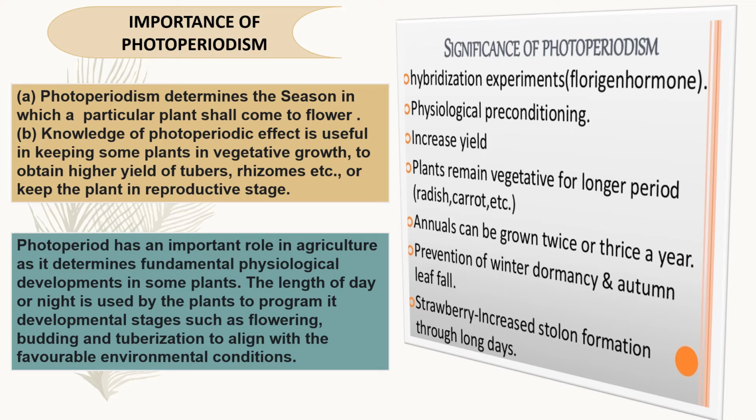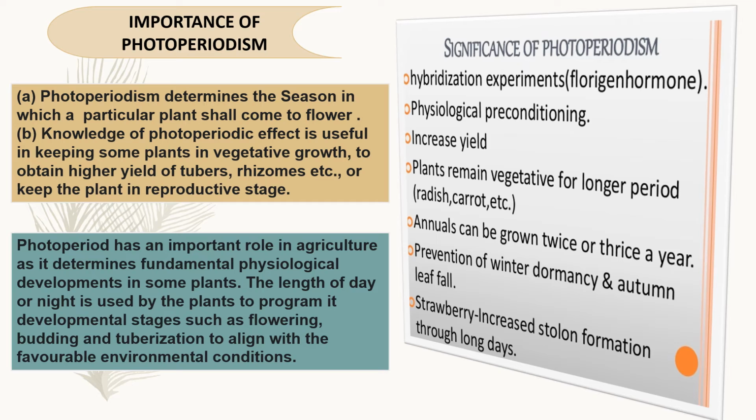Now, what is the importance of photoperiodism? Photoperiodism determines the season in which a particular plant shall come to flower. Knowledge of the photoperiodic effect is useful in keeping some plants in vegetative growth to obtain a higher yield of tubers, rhizomes, etc., or keep the plant in the reproductive stage. So photoperiod has an important role in agriculture as it determines fundamental physiological developments in some plants. The length of day or night is used by the plants to program their developmental stages such as flowering, budding, and tuberization to align with the favorable environmental conditions.